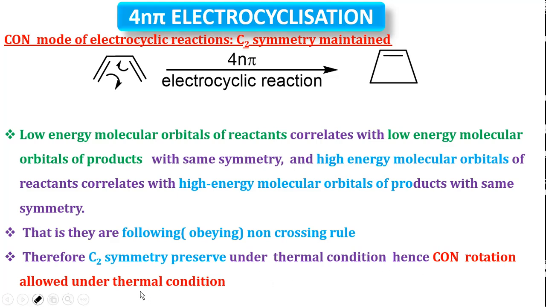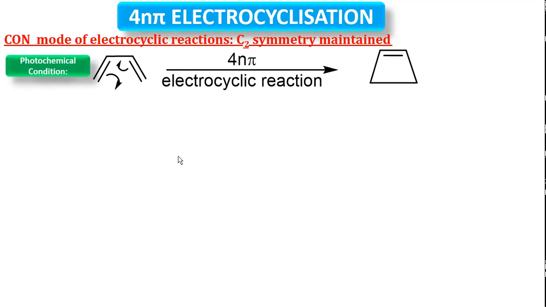Under which condition? Thermal condition. So this is about the conrotatory mode of rotation with C2 symmetry. Now you have to explain why conrotation is forbidden under photochemical condition. For that, photochemical condition, let's classify the molecular orbitals.